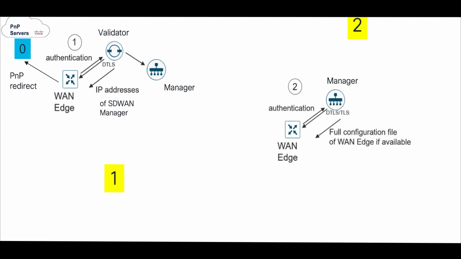The second mode is the SD routing mode, and the PNP process remains the same. However, in this case, once the validator is communicating with the WAN edge, it tells the WAN edge about the IP addresses of the SD-WAN manager. It does not communicate any information about the controller. The WAN edge forms a DTLS connection with the SD-WAN manager, at which point the SD-WAN manager will push down a full configuration for the WAN edge to come online and connect to the manager.